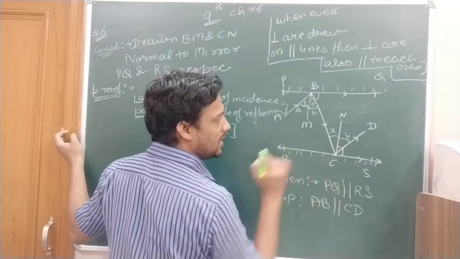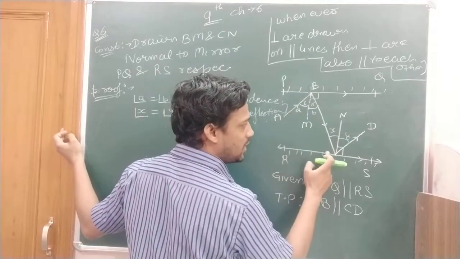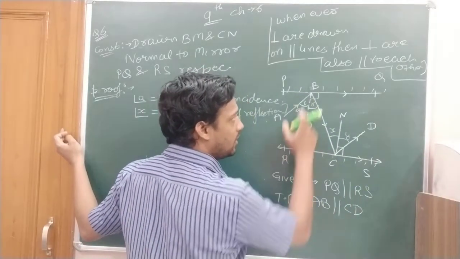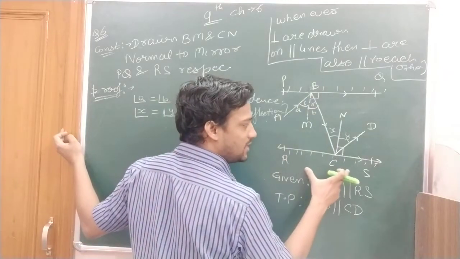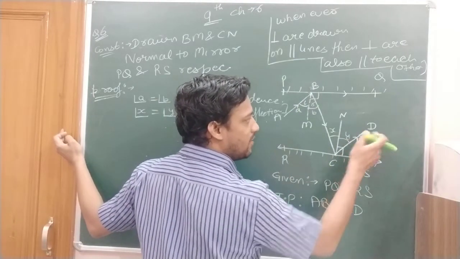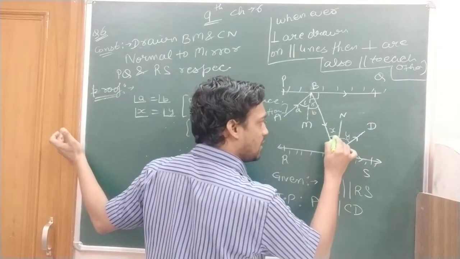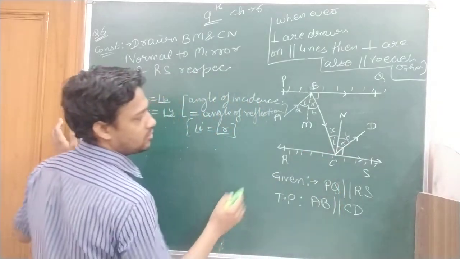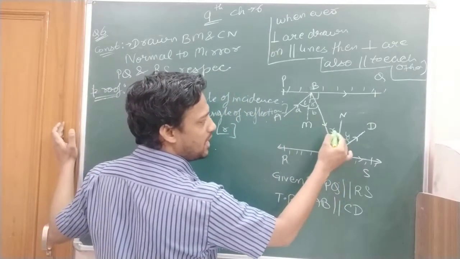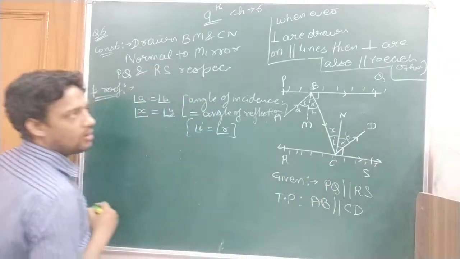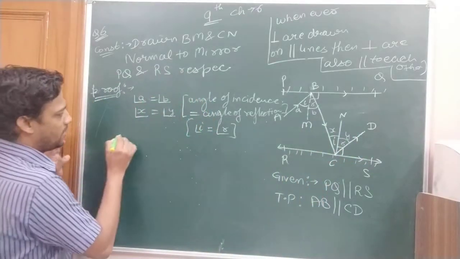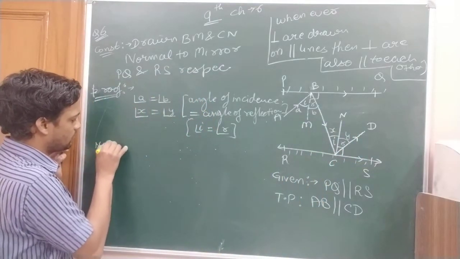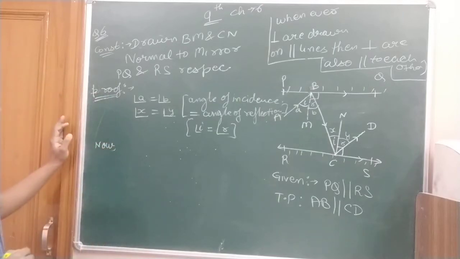Similarly, line BC works as an incident ray for mirror RS, and line DC works as the reflected ray. Therefore, the angle of incidence is equal to the angle of reflection. So I can say that angle A equals angle B and angle X equals angle Y.